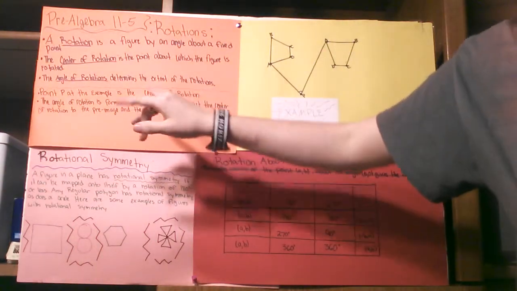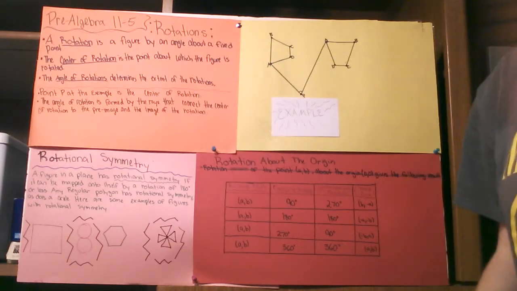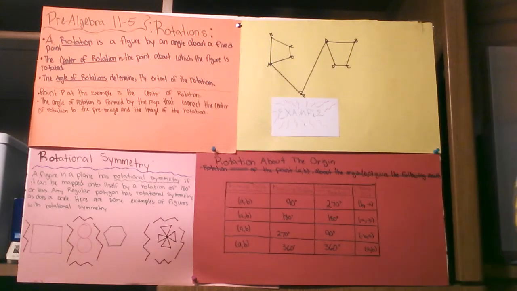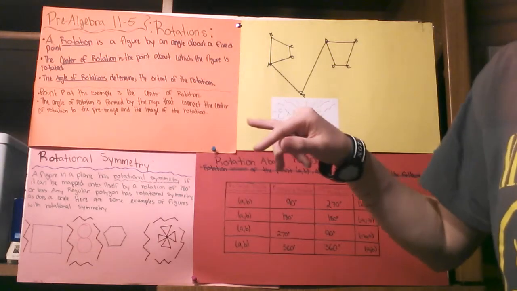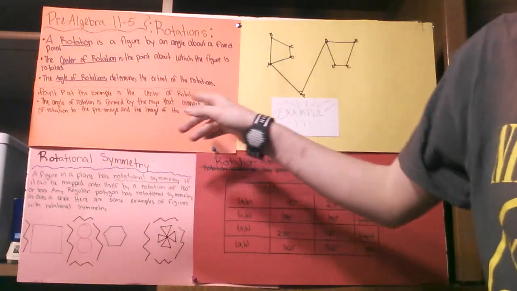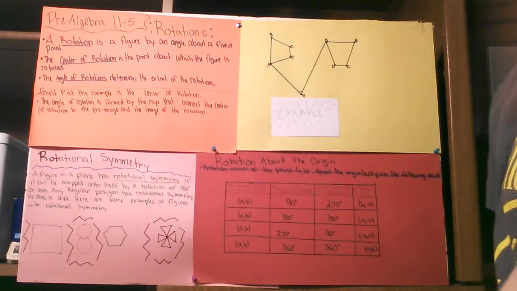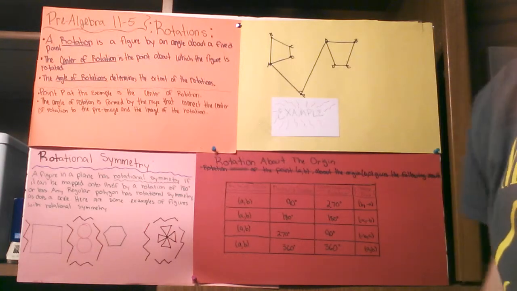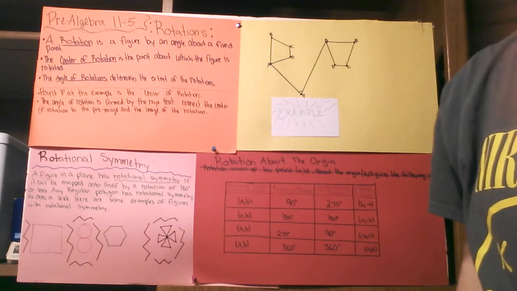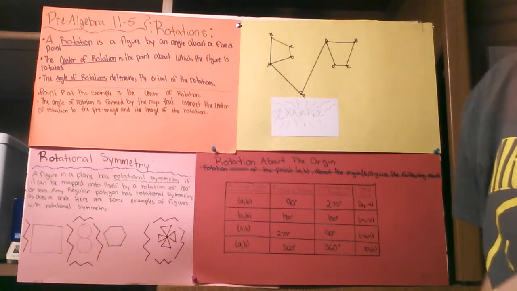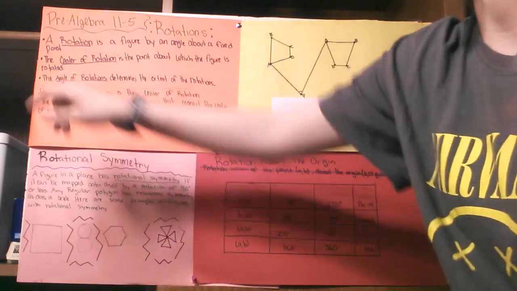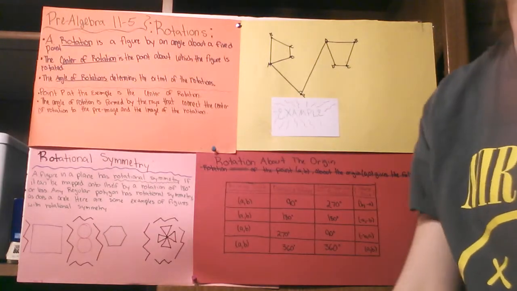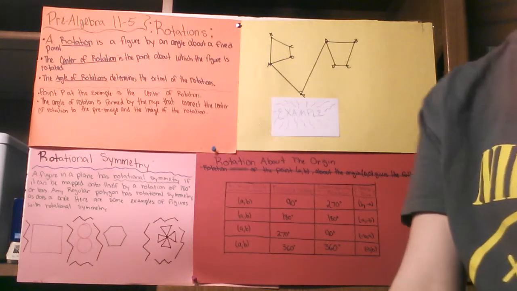Okay, the first thing I want to show you guys is basically the definitions of what we're working on in 11.5. The first one I have is rotation. A rotation turns a figure by an angle about a fixed point. The second one is the center of rotation, which is the point about which the figure is rotated. And the third one is the angle of rotation, which determines the extent of the rotation.